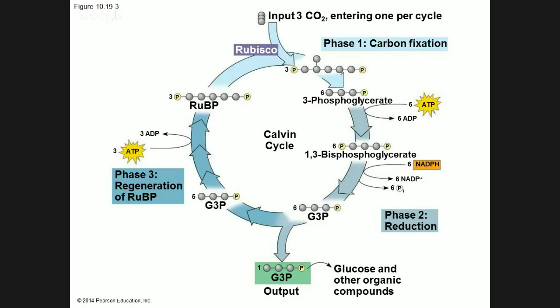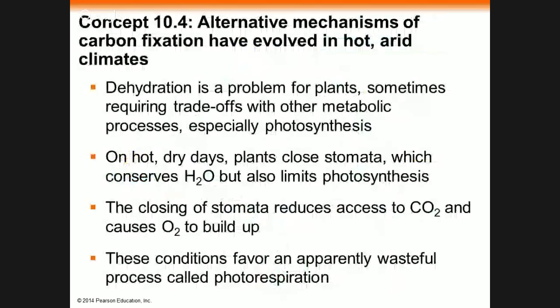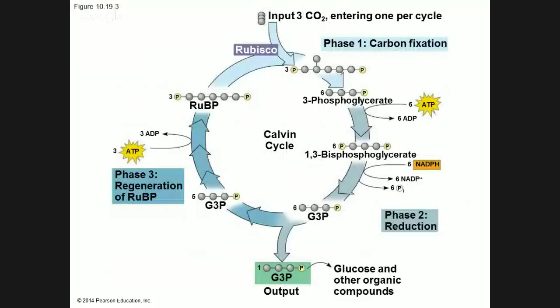So it's the Calvin cycle, and we just made 1 G3P. So how many turns of the Calvin cycle before you make the equivalent of a glucose? 6. 3 turns make a G3P, and G3P has 3 carbons. So 6 turns would make the equivalent of a glucose. It would make 2 G3Ps. Right?